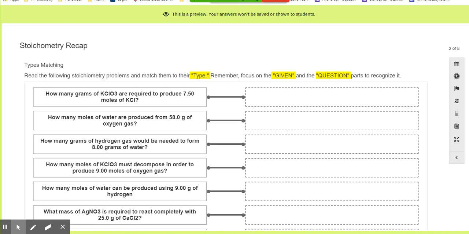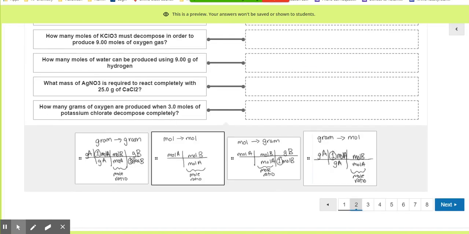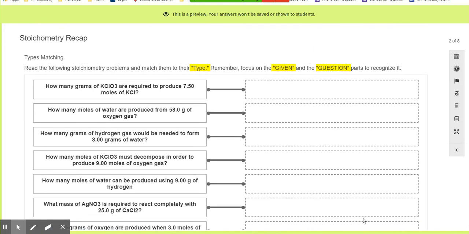You want to focus on the given and the question in order to recognize it. Because remember what we're looking at, and I'll scroll down here. You have gram to gram, meaning you start with grams, you end in grams. Mole to mole, start in moles, end in moles. Mole to gram, you start with moles and end in grams. So just remember back to our basics, like what were we focusing on in these problems?